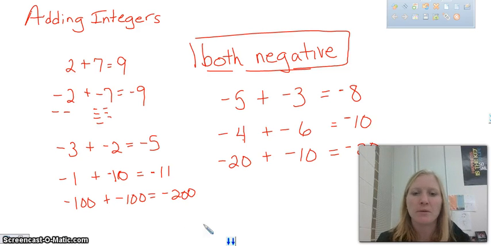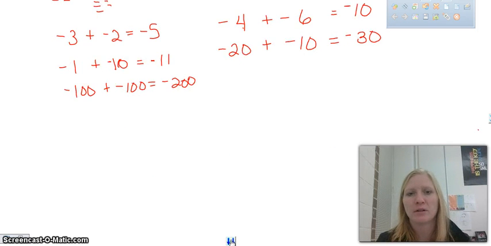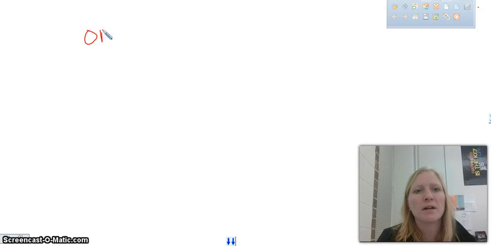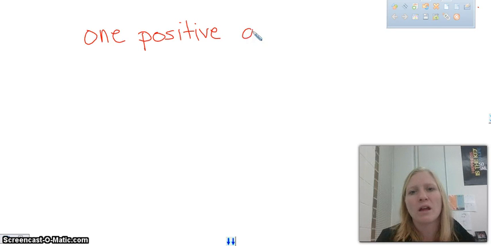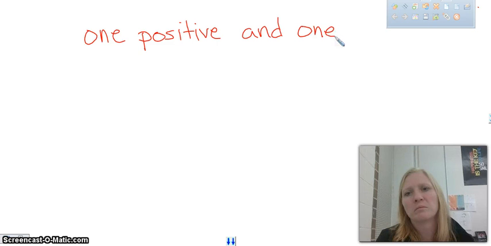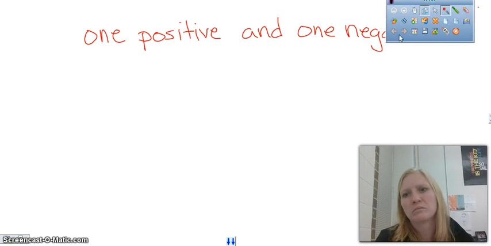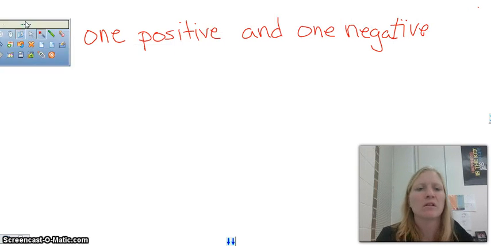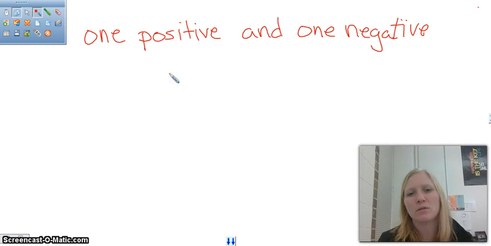All right. Now what we're going to do is we're going to try if both numbers are not negative. We're going to make them one negative and one positive. It's a little bit different. So now we're going to write one positive and one negative. This way is a little bit harder, but we can still do it. If you have 5 plus negative 3.